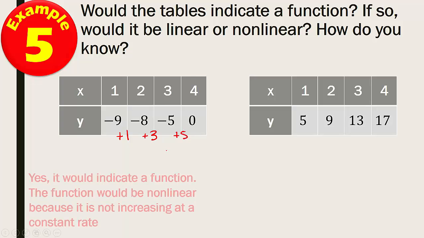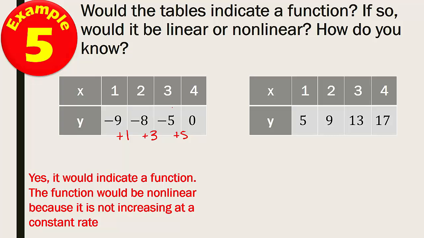Okay, so that one does indicate a function, because as long as you have a unique x for y, you basically can't have the same x equaling 2 different y values. It is a function, so it would indicate a function. However, the function would be nonlinear because it is not increasing at a constant rate. These numbers that it's increasing by are not the same each time.